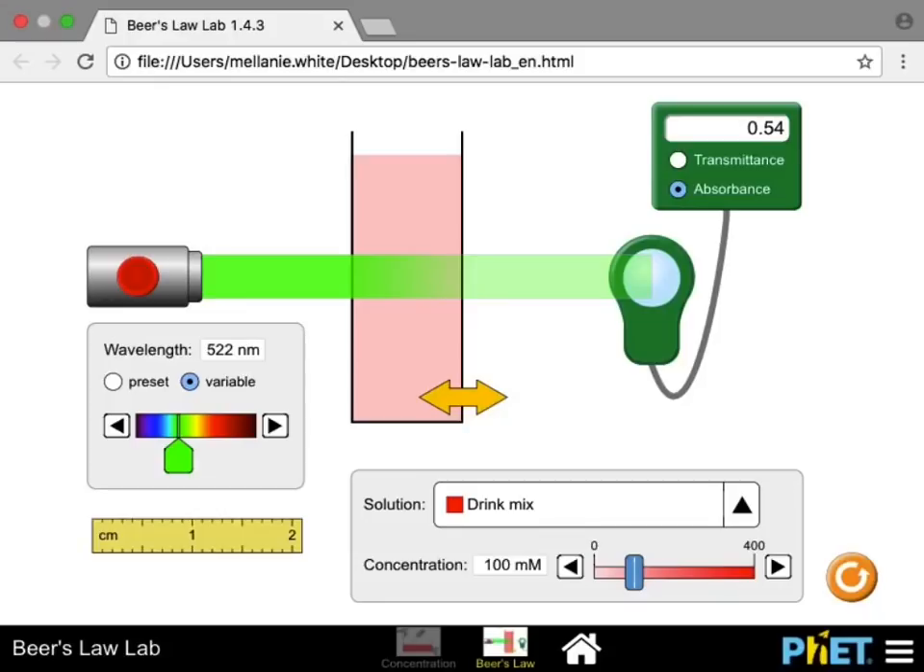What happens to the transmittance? When we were at red, we had 100% transmittance, but now when we go to green, we're only getting 32% transmittance. So we get less light going through there, because it's all being absorbed.